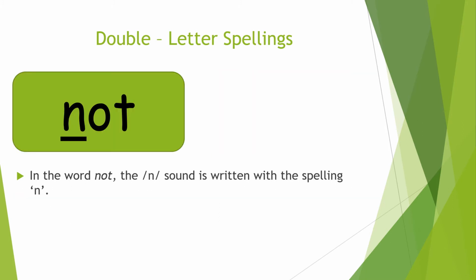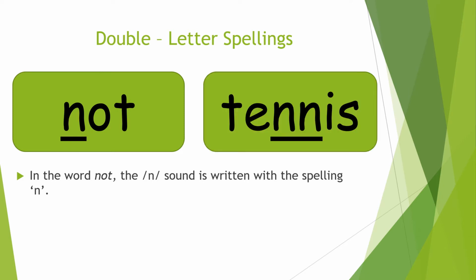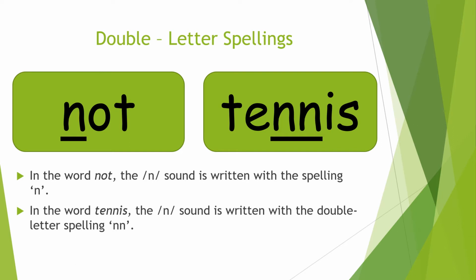Let's take a look at this word. This is the word not. The N sound is written with the spelling N, just one N. Take a look at this word. This is the word tennis. Tennis is written with two N's, so the N sound is written with the double letter spelling NN.